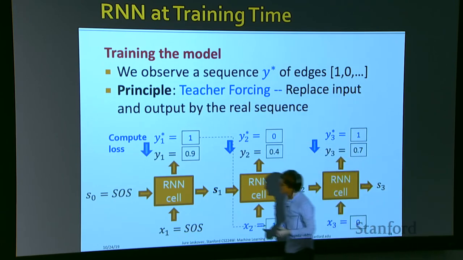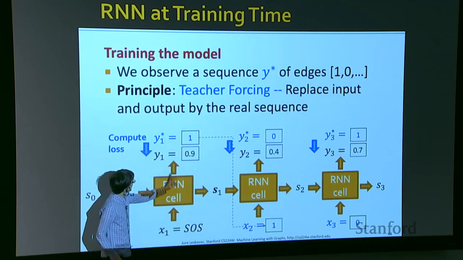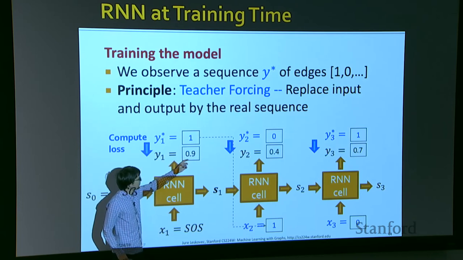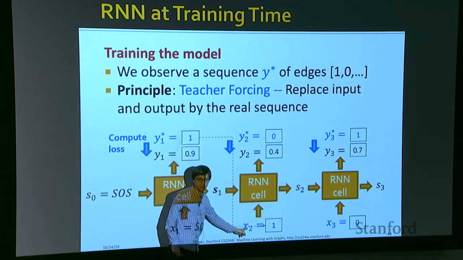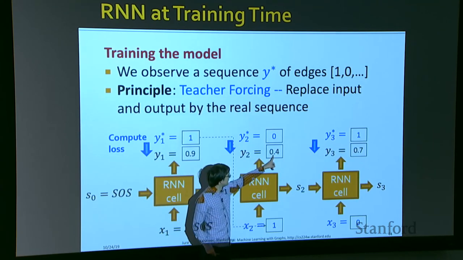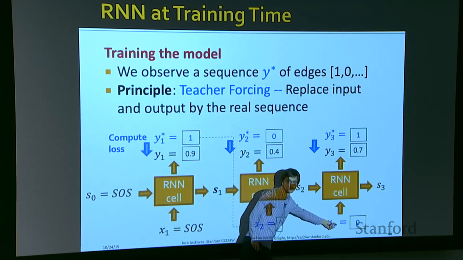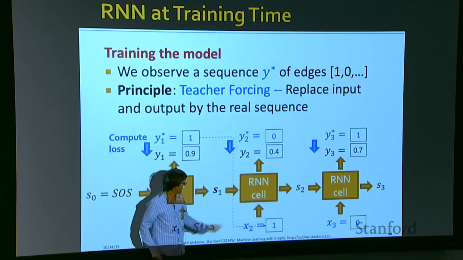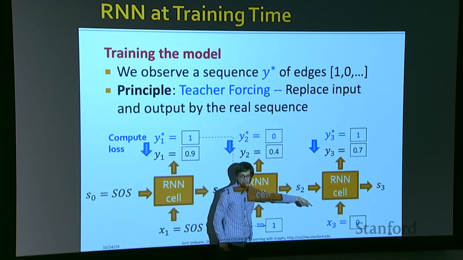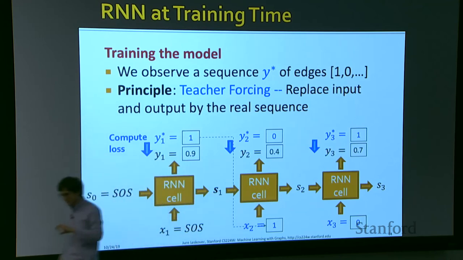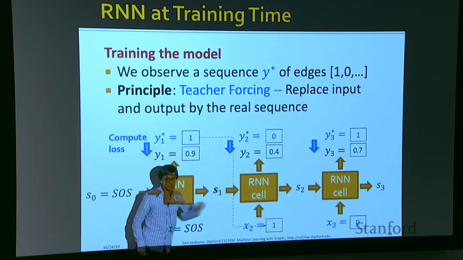So essentially, what this means is that you initialize your sequence, you start, you get the probability, but you don't flip the coin. You just take the real thing and take that real thing as the input to the next step. And you push it out, you get the probability, but again, you take the real edge and feed that in to the next step. So essentially, you ignore the student and what the student does, but just push the truth to the next step. So essentially what this means is that the teacher is correcting the student after every step.